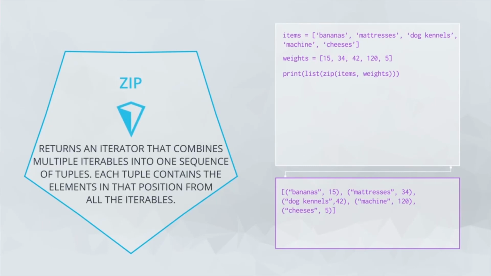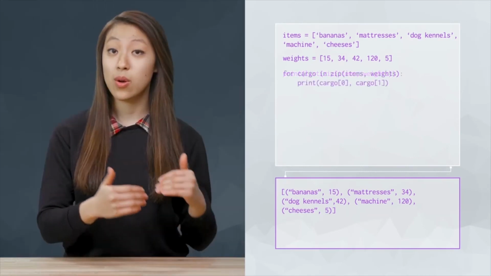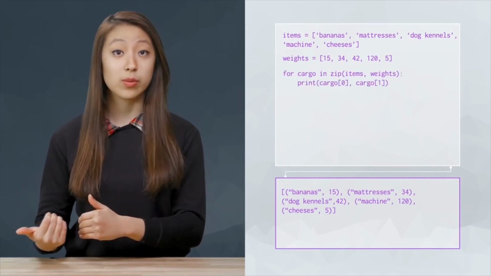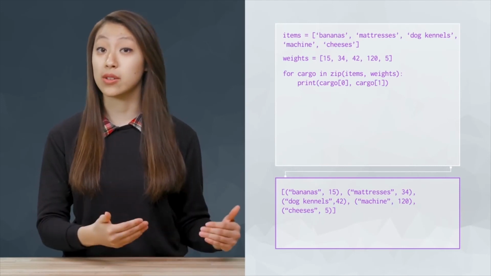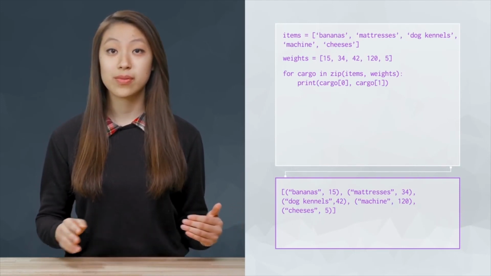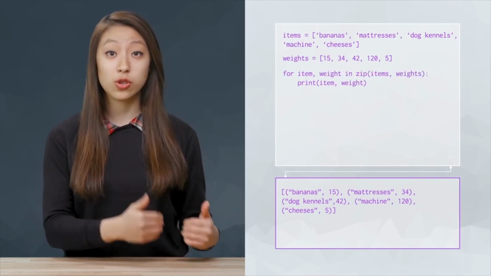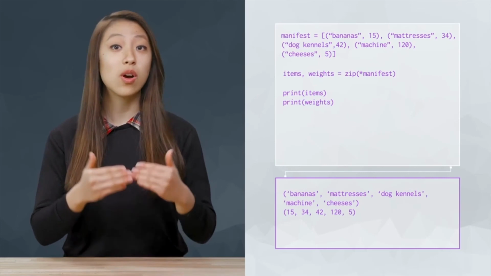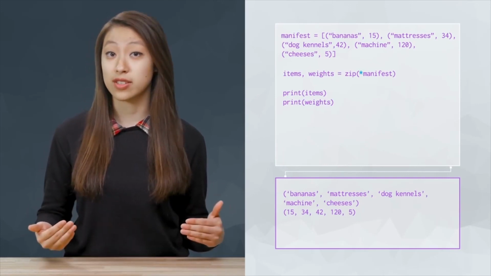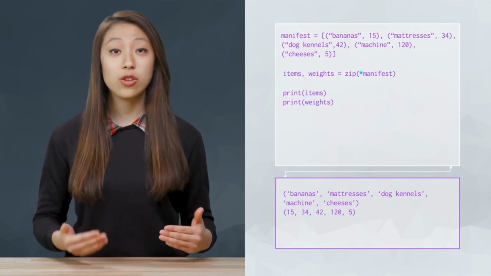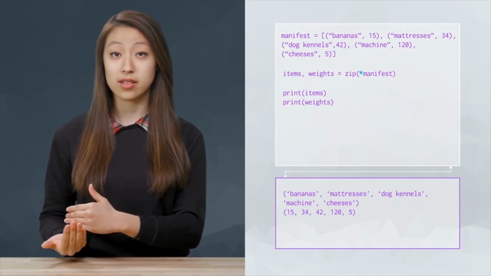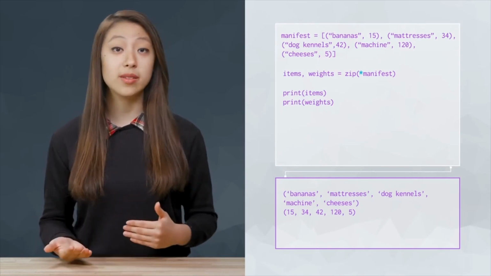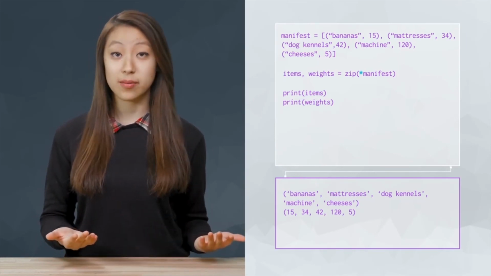Zip returns an iterator, so we need to convert it to a list to see the elements, or iterate through it with a for loop if we want to print the values, similar to range. You can also unpack each tuple in a for loop like this. In addition to zipping two lists together, you can also unzip a list using an asterisk. For example, using the manifest list like this, you can separate it into an items and weights list like this.